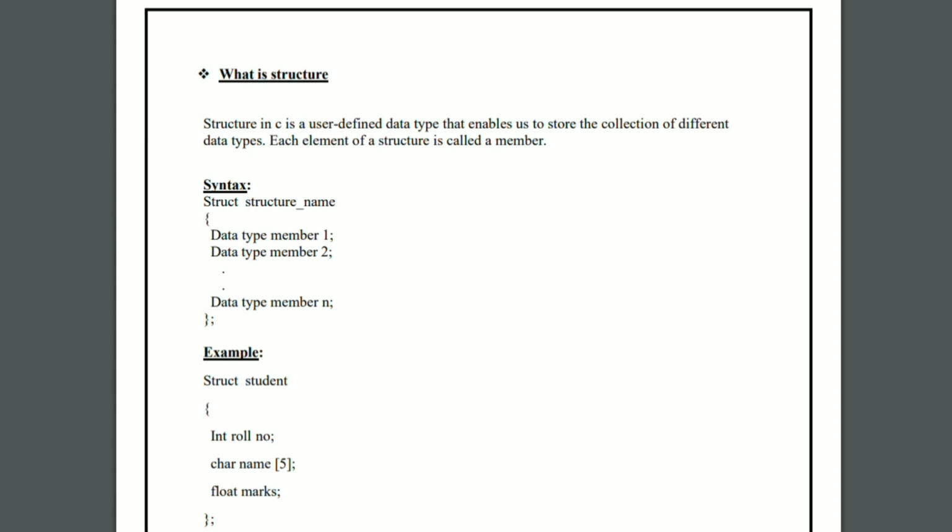In this video, we see what is structure, its syntax with example. What is structure? Structure in C is a user-defined data type that enables us to store a collection of different data types. Each element of a structure is called a member.